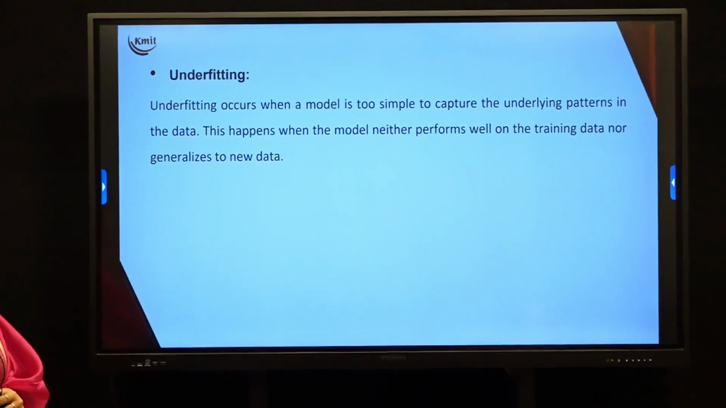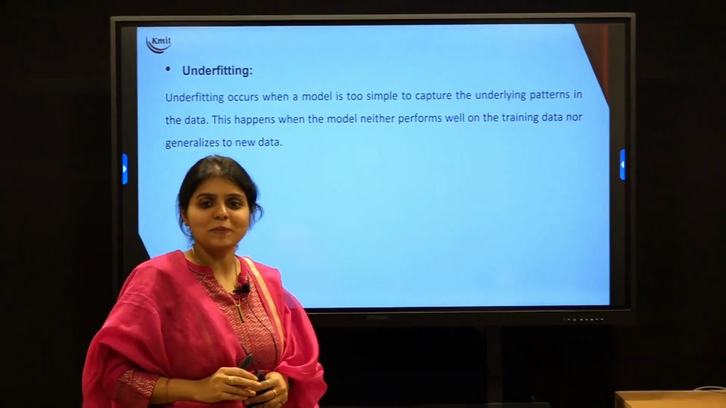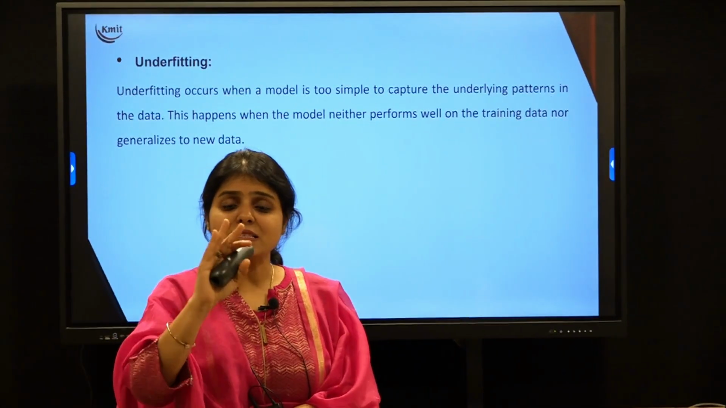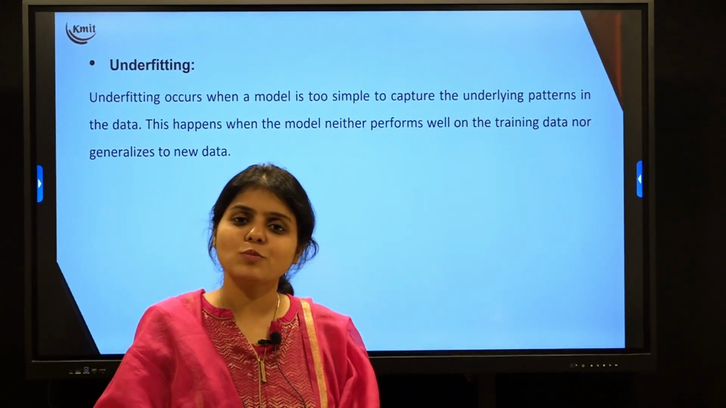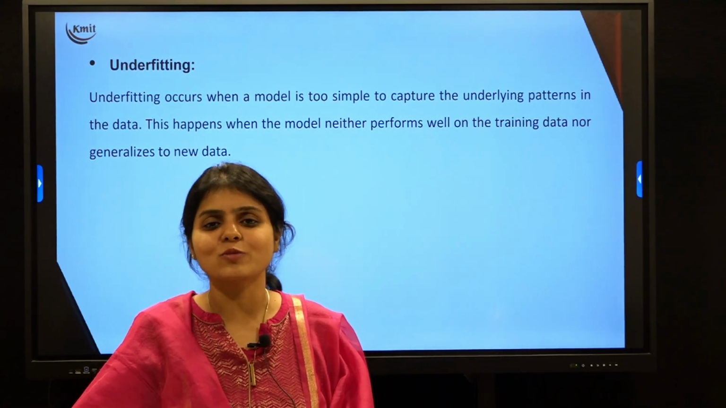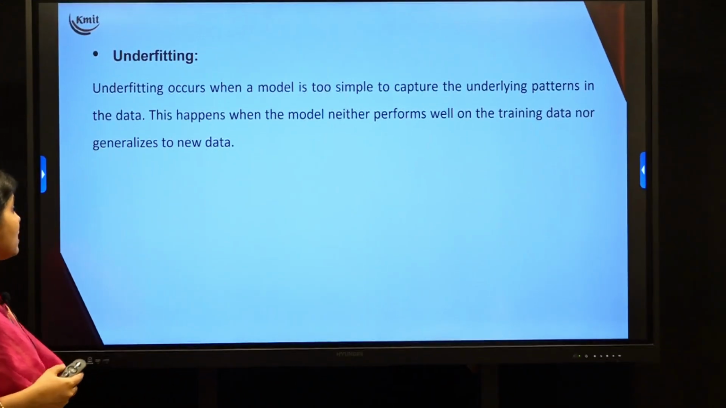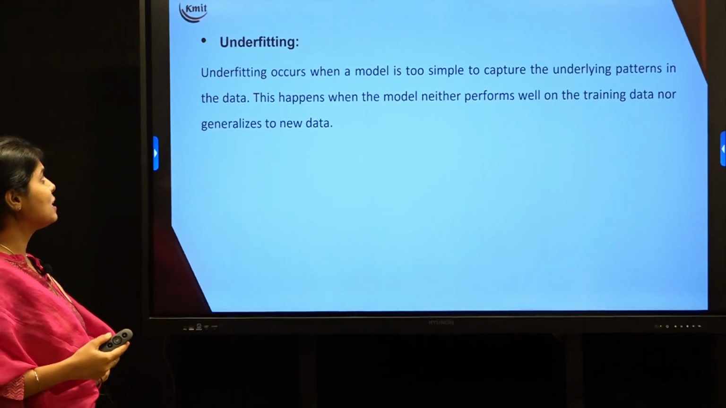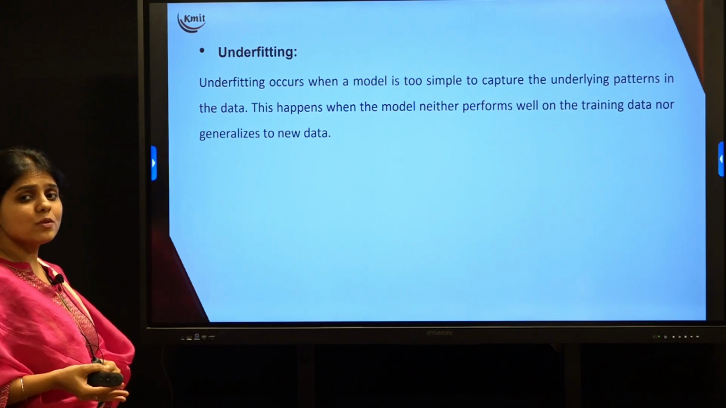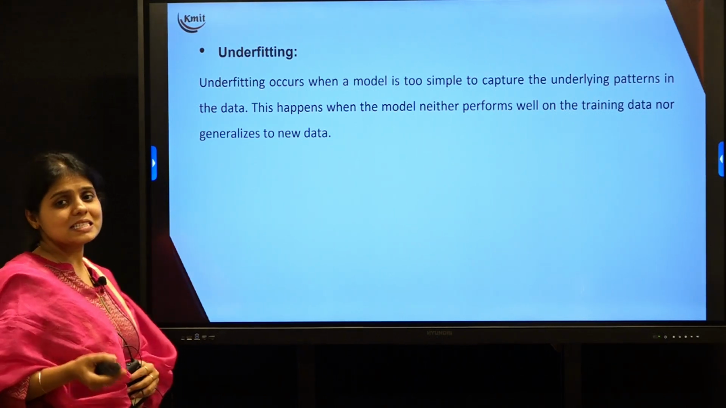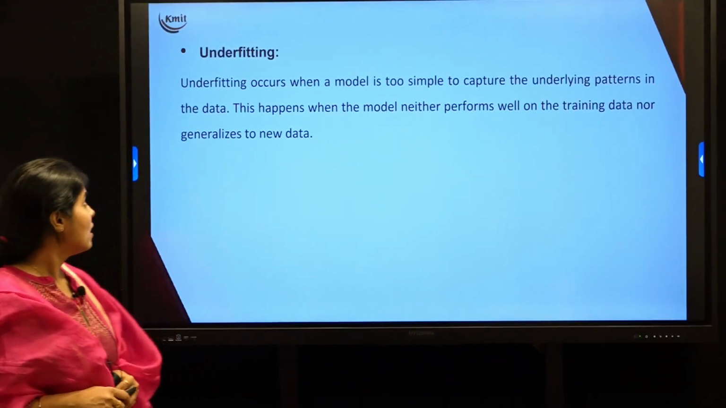The next term is underfitting. In this case, the machine fails to work well with training data itself. The machine is not able to understand the simple or the complex patterns in the training data. When the machine is not able to work properly on the training data, obviously it fails working with the test data. So this is called underfitting. Underfitting occurs when a model is too simple to capture the underlying patterns in the training data itself. If the model doesn't perform well with the training data, it does not work with the test data or generalize to new data either. So this is called underfitting.